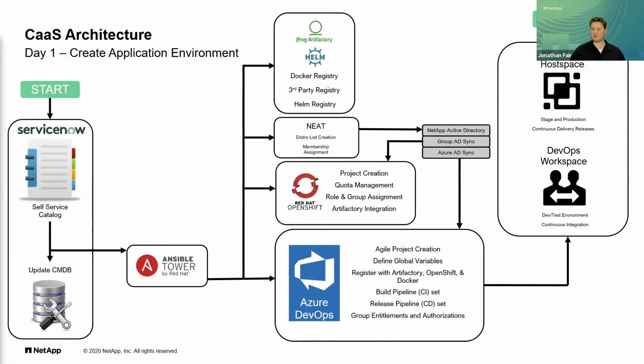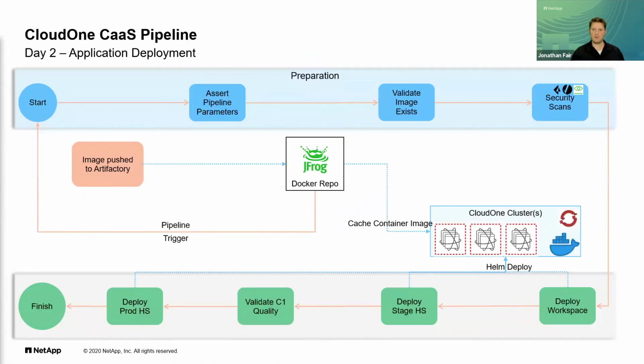You can think of the workspace as more of a namespace where the developers can spin up instances and bring them down quickly, where the host space is our stage and production environments for more in-depth testing. Once everything is provisioned on day one, the day two automation begins. And this is the pipeline that we actually provide during the day one automation.